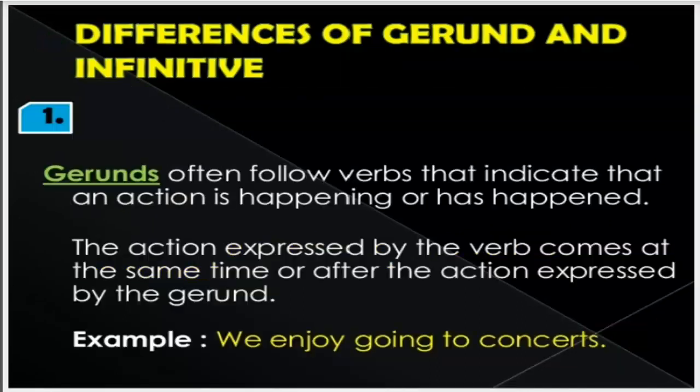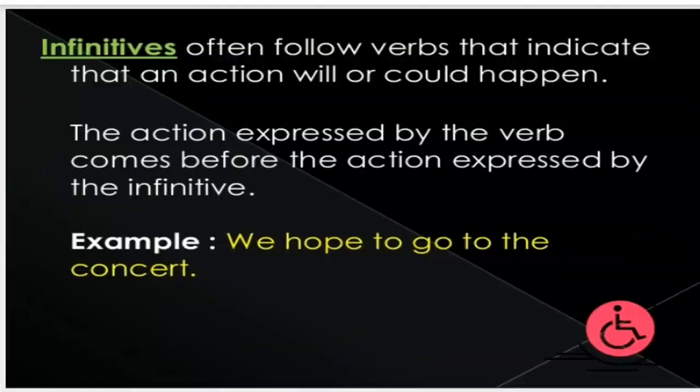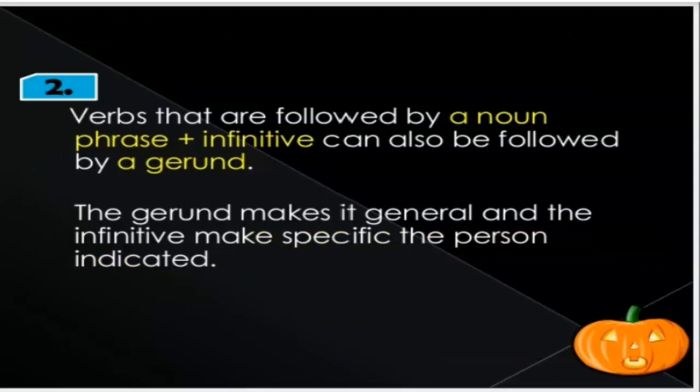In the last sentence we saw, we enjoy going to concerts. So the verb comes at the same time or sometimes after the action. And here we find that the verb is expressed before the action. We hope to go to the concert. That means we are planning to go to the concert.